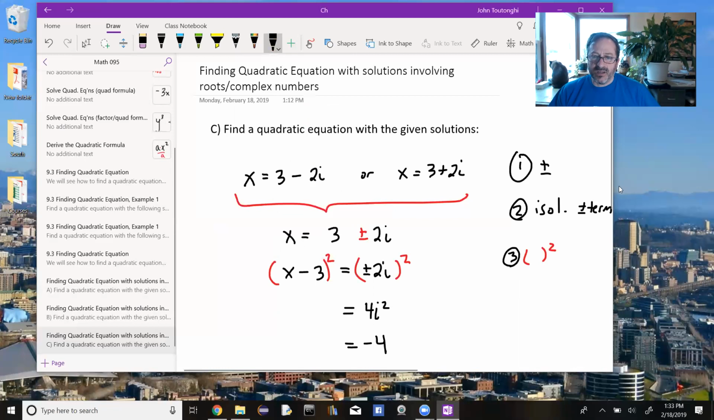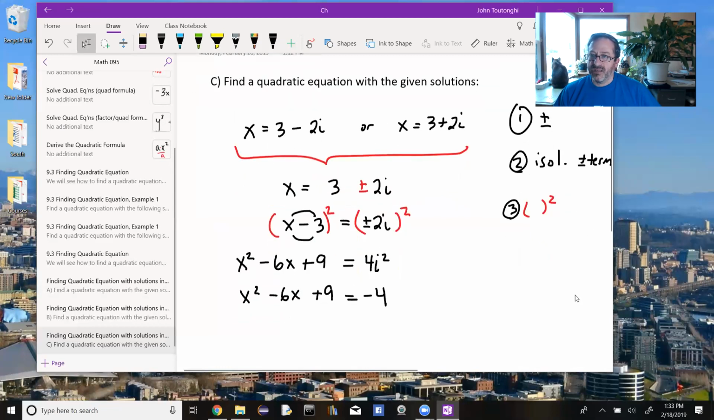On the left side of the equation, we have to FOIL this out. So x times x is x squared. Get a minus 3x and a minus 3x, giving us a minus 6x for the inner and outer terms. And then -3 times -3, positive 9. So we get x squared minus 6x plus 9 equals -4. That is a quadratic equation with those two given solutions.